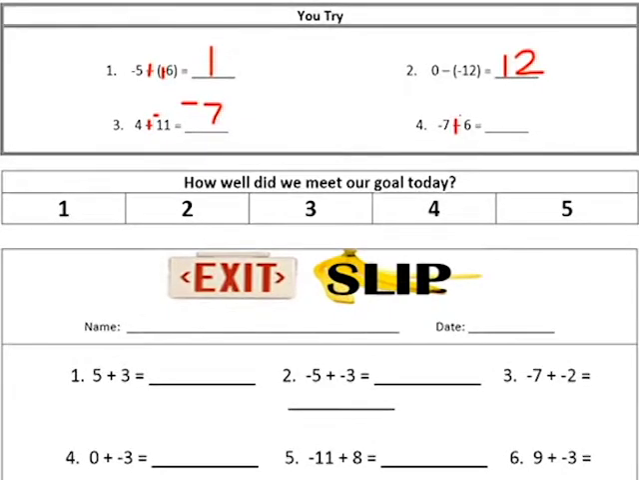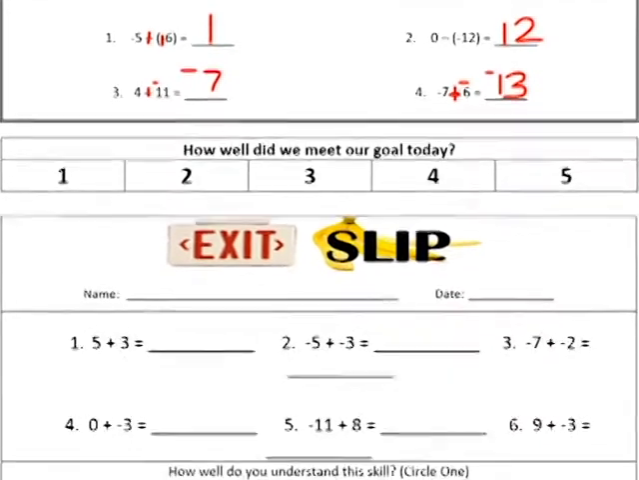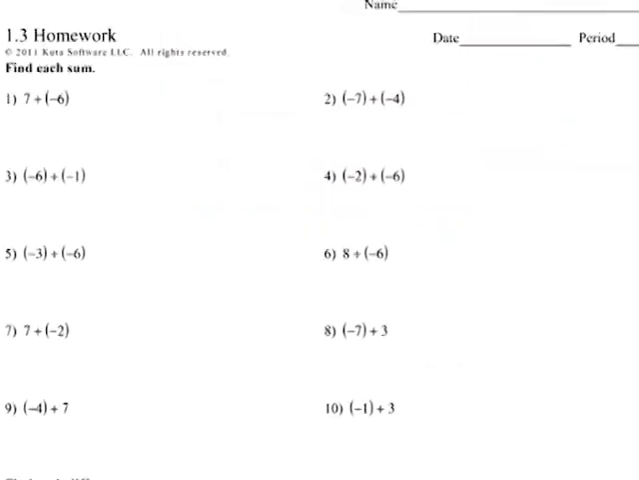Turning that subtraction, which looked nasty, into addition means that now I'm adding the same sign. So let's add them. 7 plus 6 is 13. Both are negative, so my answer is negative. Give your exit slip a try and show me at the end of the week.